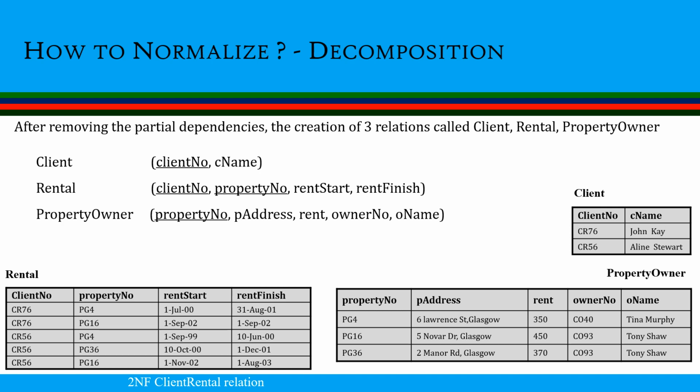Okay, that's about the second normal form. For a table to be in second normal form, we have to satisfy two conditions. The first condition is it should be in the first normal form, and the second condition is each non-prime attribute should be fully functionally dependent on the primary key of the relation.